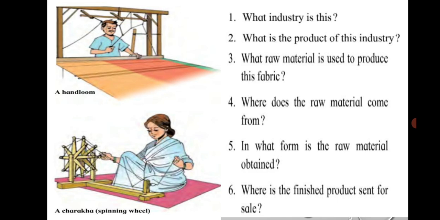In what form is the raw material obtained? It is obtained in the form of its natural fibers. So where is the finished product sent for sale? It is sent to the market. So like this, there are 11 questions in all. You can answer them. Like in which season are these textiles mainly used?